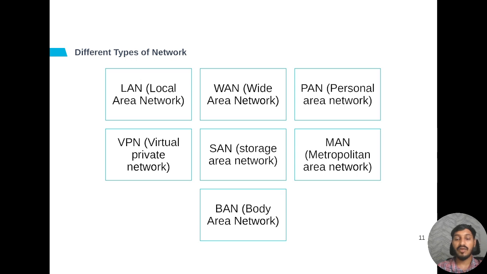Then metropolitan area network. Metropolitan area network is used if you want to give a network throughout a city. You want to spread the network throughout the city, we'll be using this metropolitan area network. Then BAN, body area network. I guess a lot of you will be hearing about BAN or body area network for the first time. We use some IoT devices for our body. An example is a pacemaker. A pacemaker is the device which is used to control the heartbeat. This device actually has its own network, which comes under body area network.